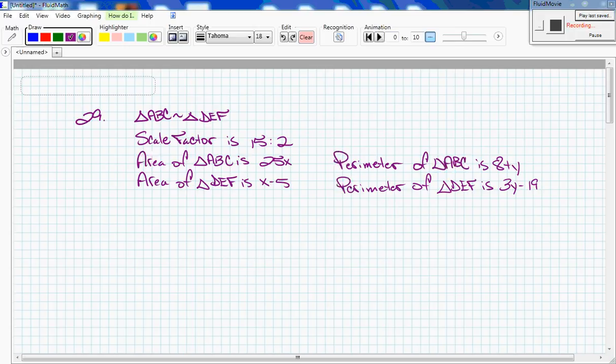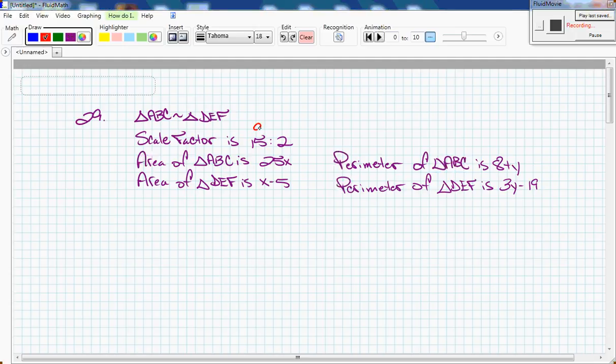Okay, on question 29, all the given information is listed here, and it's in the book. So to answer question A, it says to use this scale factor, which is 15/2, to find the ratio of the area of triangle ABC to triangle DEF. So this is the scale factor of their sides, and also the ratio of their perimeters.